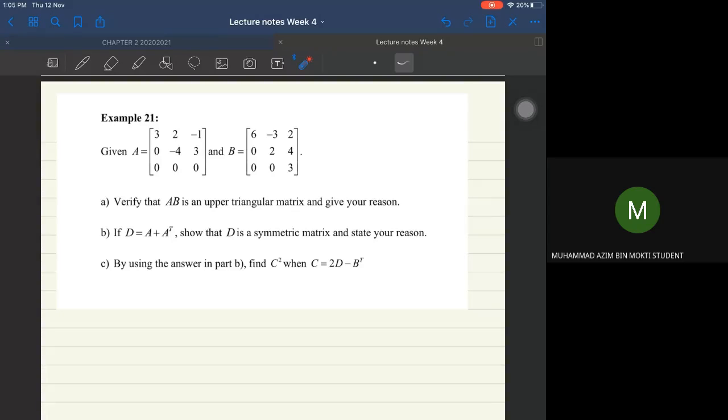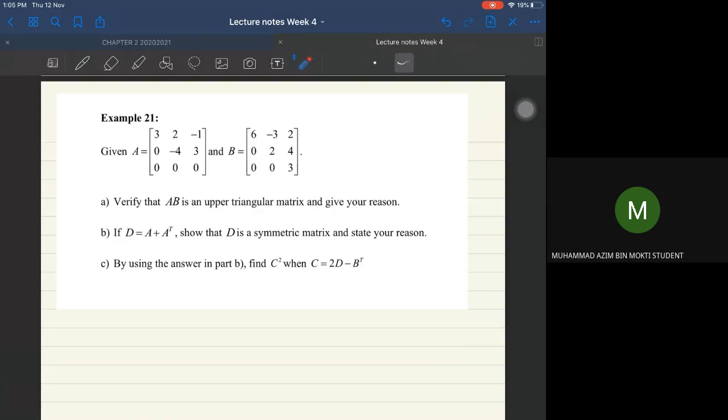Okay, kalau you tengok soalan A, B, C ni kan, dia melibatkan type of matrices juga. So, sebab tu penting you tahu what is the type of matrices. Kalau you tak tahu type of matrices, you stuck lah. Okay, contoh the first one A ni, dia nak suruh you verify whether AB is an upper triangular matrix ataupun tak and state a reason.